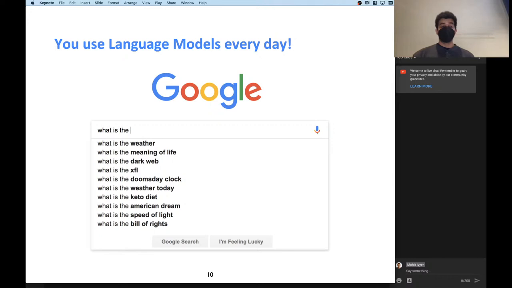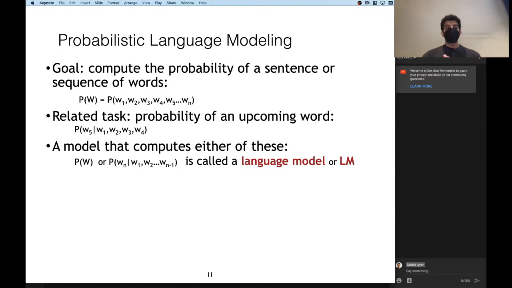Okay, so let's be a bit more concrete. Our goal is to compute the probability of a sentence, or maybe more broadly, a sequence of words. We'll use this notation here, W sub 1, W sub 2. This indicates the word at position 1, the word at position 2, the word at position 3, and so on. As I just mentioned on that autocomplete slide, this task is related to the task of predicting the next word given a sequence of words that preceded it. So given W sub 1 to W sub 4, I might want to predict the word that comes next, W sub 5. A model that computes either of these is called a language model.